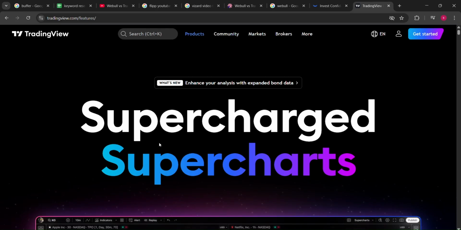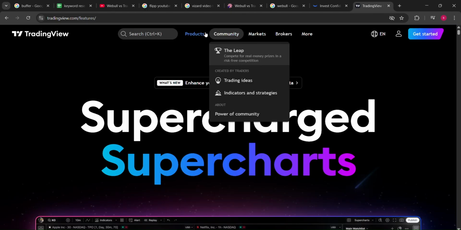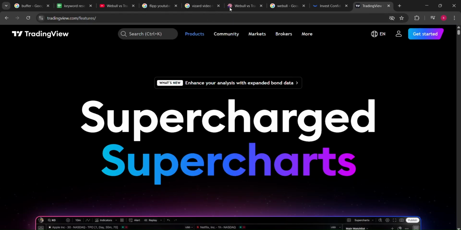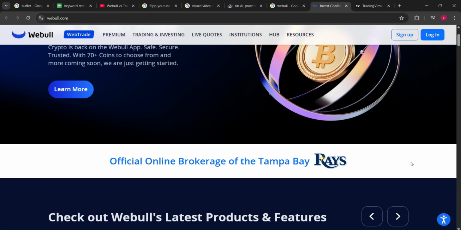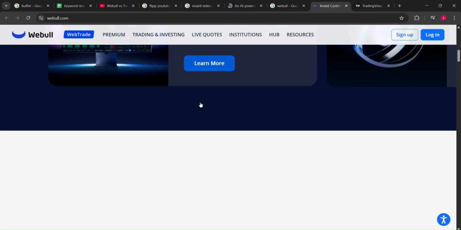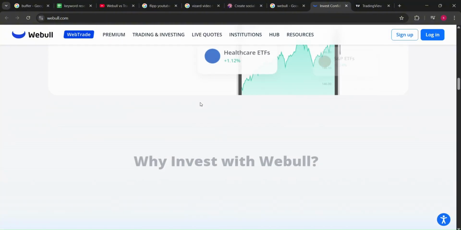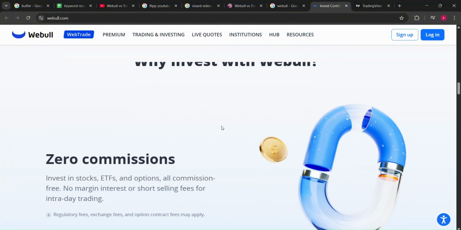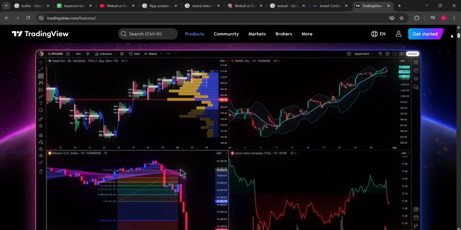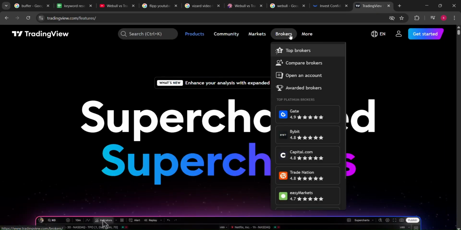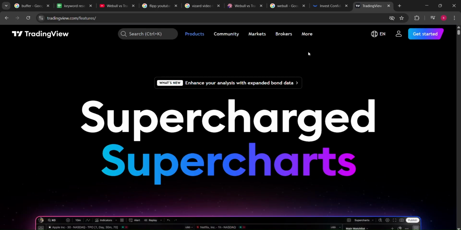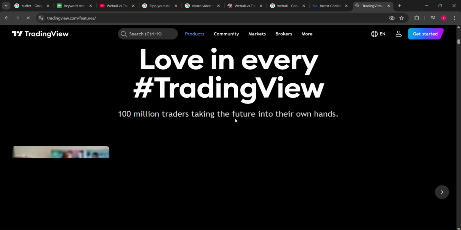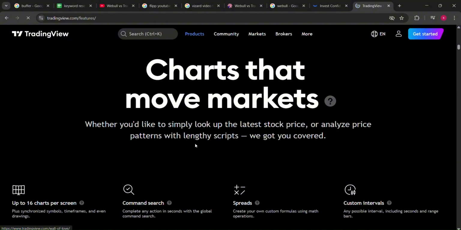So, who should use each platform? If you're looking for a free and straightforward way to place actual trades, Webull is a strong choice. On the other hand, if your focus is chart analysis, strategy testing, or in-depth technical work, TradingView clearly has the edge. Many traders actually combine the two, analyzing charts on TradingView and executing trades through Webull. That hybrid approach can give you the best of both worlds.